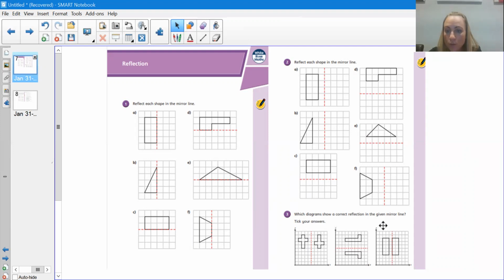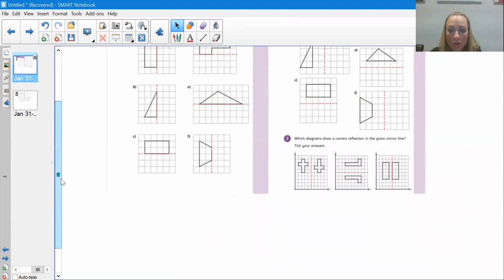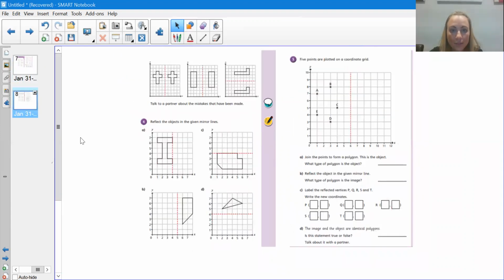Which diagram shows a correct reflection? You need to tick your answer and then have a little think about what mistakes have been made here. Then you can reflect the objects in the given mirror line. And here you'll see we're using coordinates again. So you'll need to use your knowledge from last week of coordinates and answer question 5. And then I want you to really think about what you notice about those coordinates. Okay, thank you and good luck.